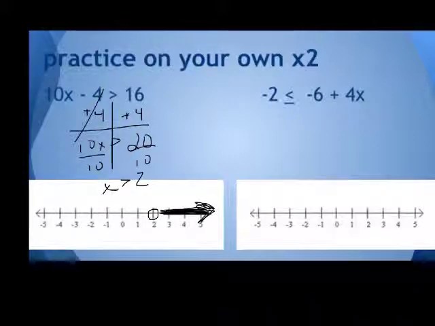All right, this one, negative 2 is less than or equal to negative 6 plus 4x. Just because the variable's on the other side doesn't mean it changes it. What's happening to the variable? It's being multiplied by 4, and then negative 6 is added to it. So we're going to undo add negative 6 by adding positive 6.